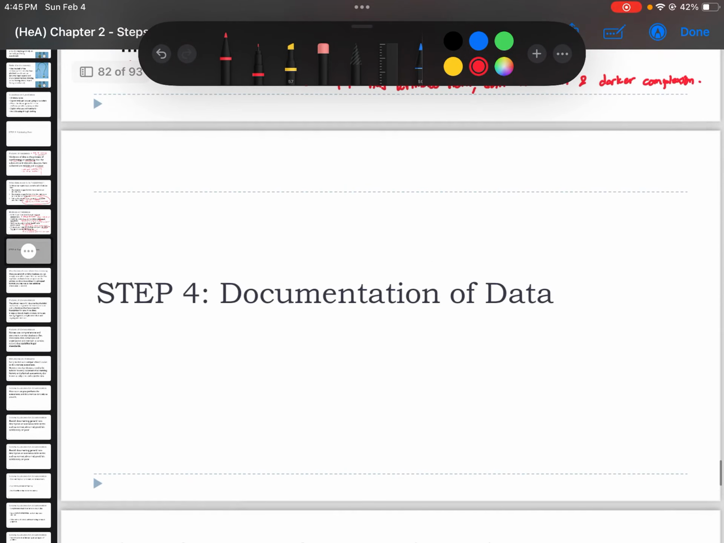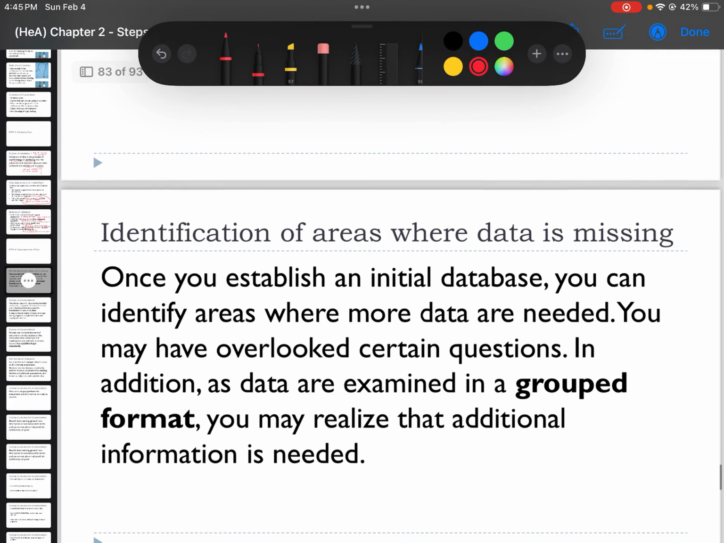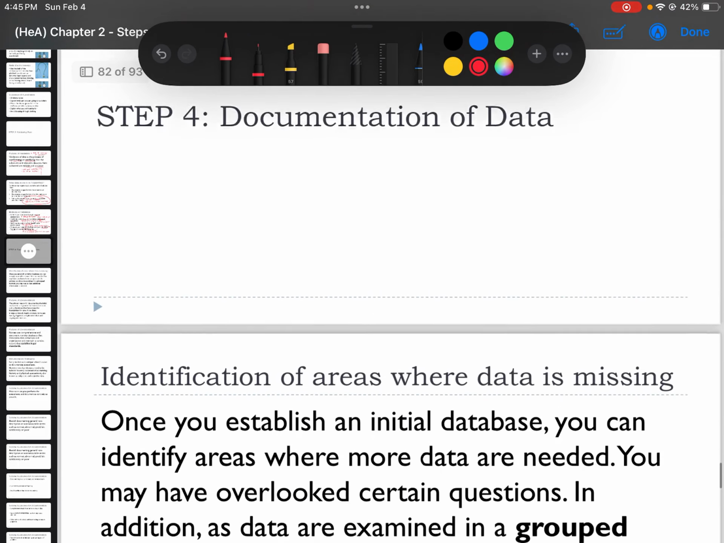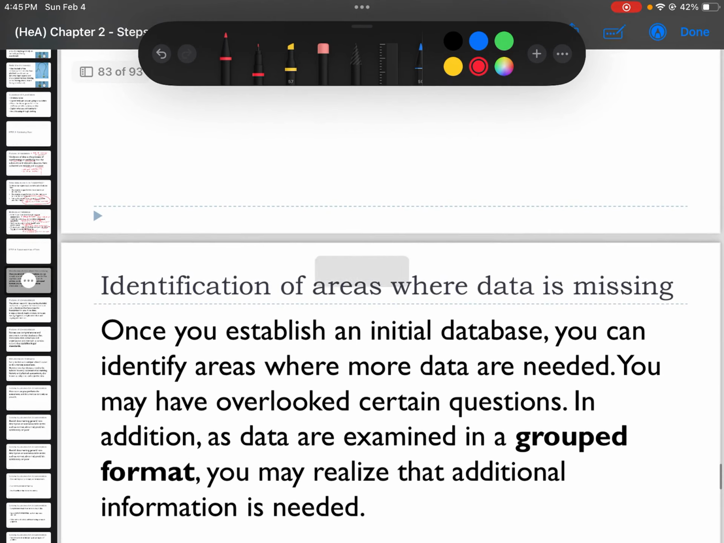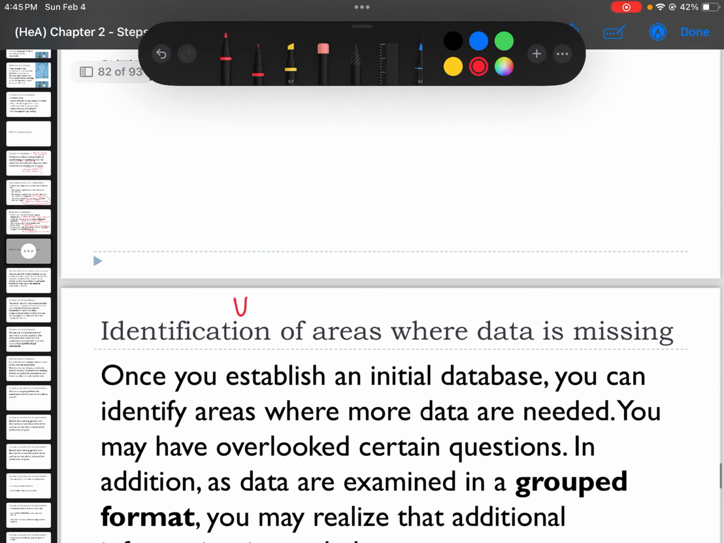Next is documentation. Now, another is to identify areas, no? This is not documentation, this is still validation. It's still placed there.